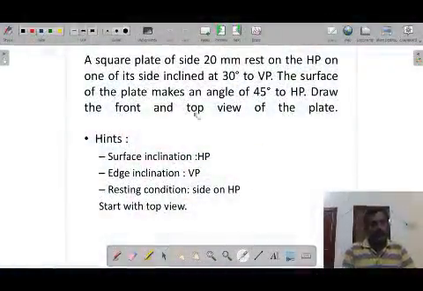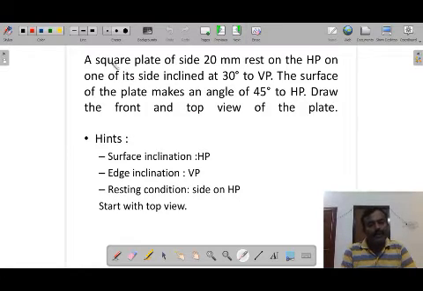Now let us see the problem. It's a square plate of dimension 20 mm resting on HP on one of its sides. It is inclined 30 degrees to VP. The surface of the plate makes an angle of 45 degrees to the HP. Draw the top view and front view.